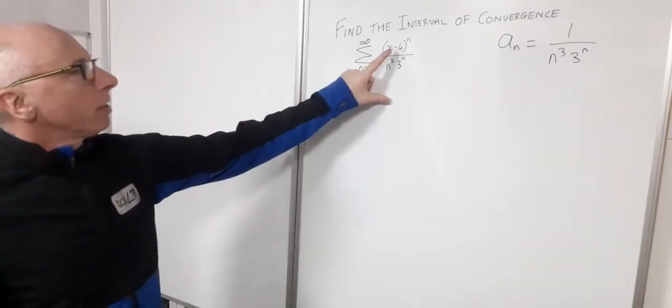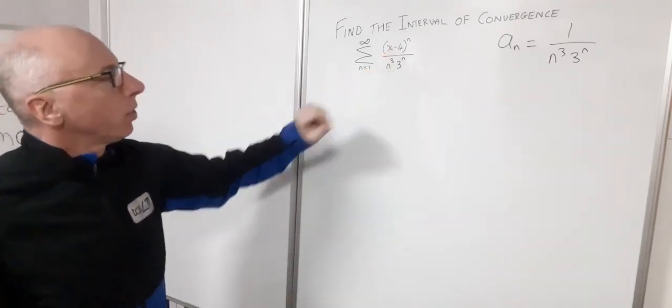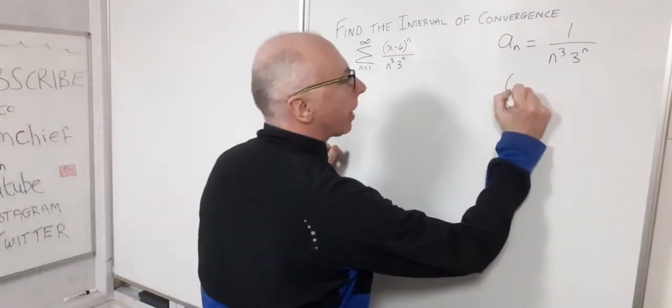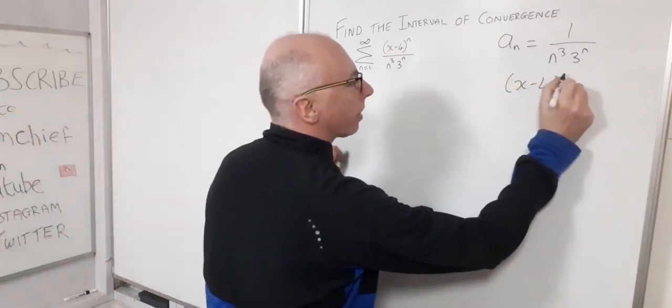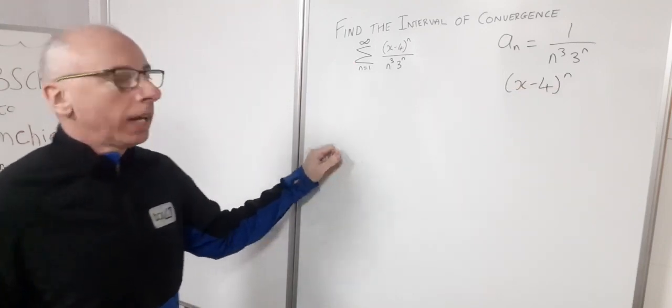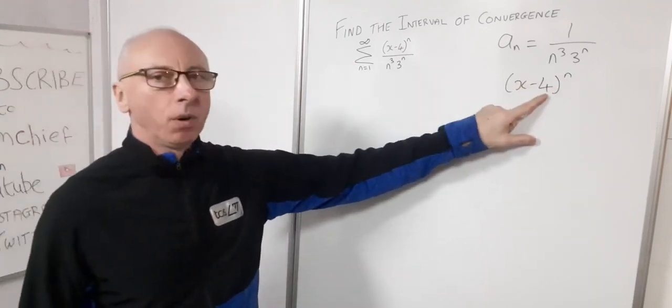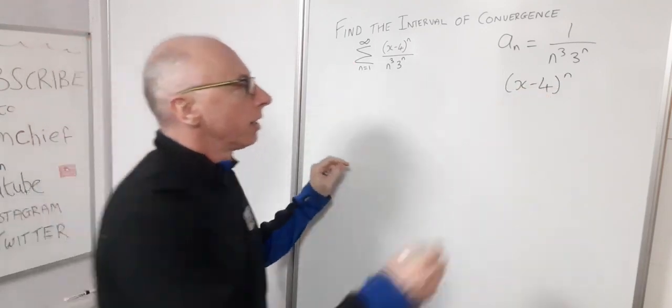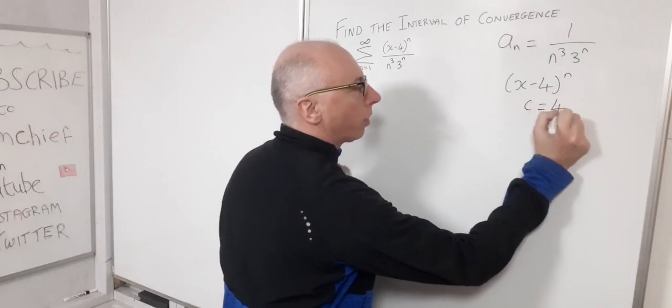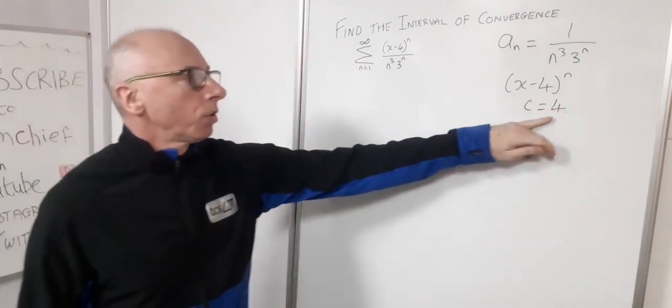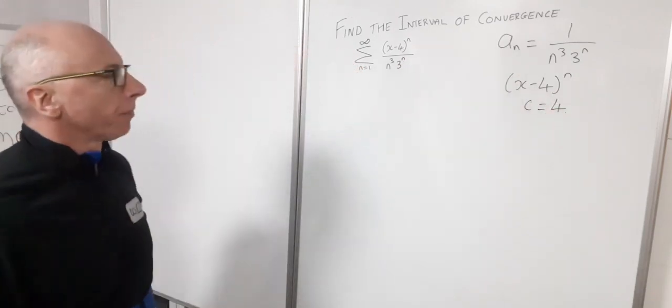Then our series with our x is (x minus 4) to the n. So I'm going to write that here next to that. So here I'll have an integer of 4. So I'm going to call that c. So c equals 4. So that will come in useful when I'm finding my interval.